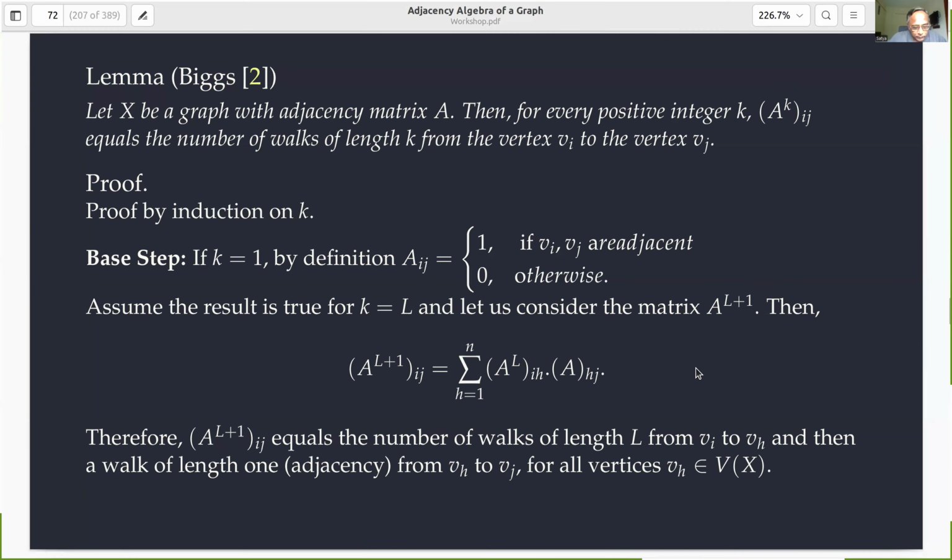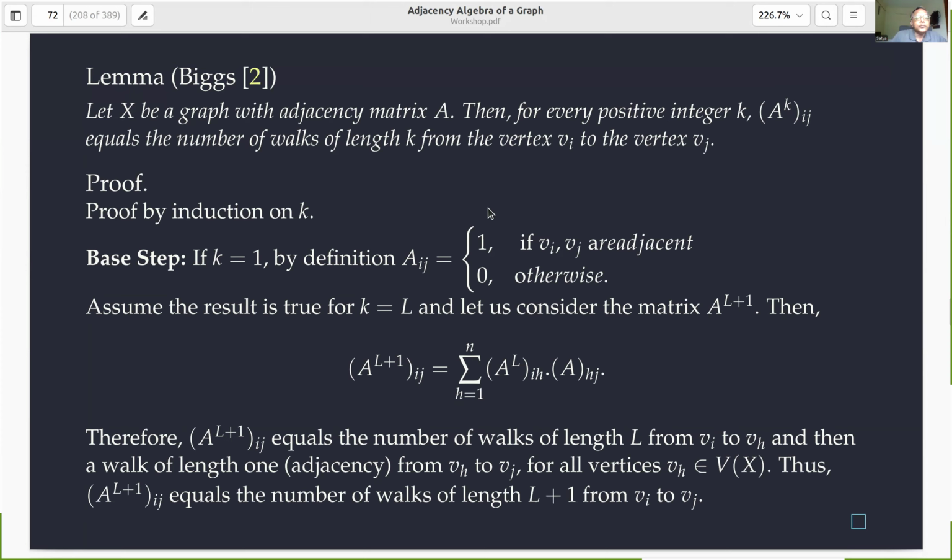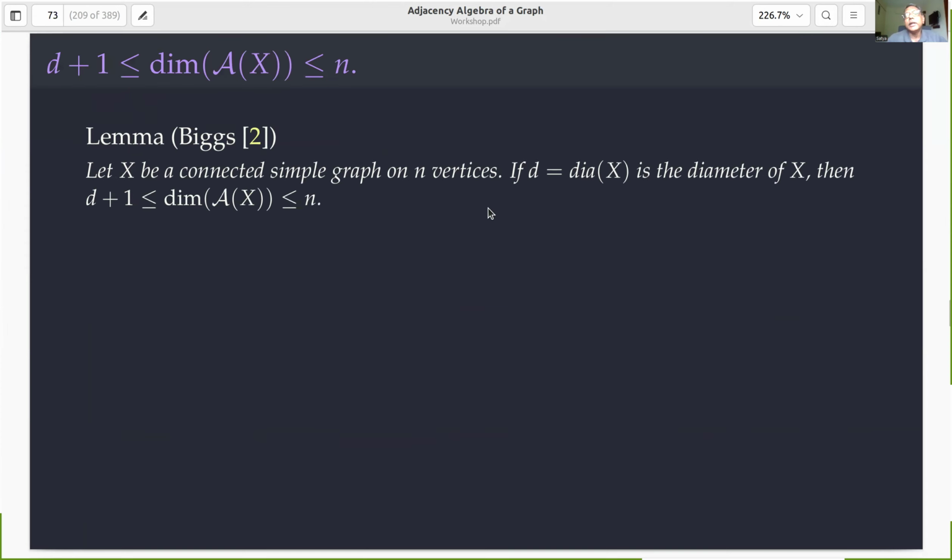So one of the questions you asked is what are the applications of the adjacency algebra that we are now doing. So now we will enjoy this part. The first object in that direction is this. If X is a connected simple graph on n vertices, and D is its diameter (since it is a connected graph, it has a diameter), then we need to show that the dimension of the adjacency algebra lies between D plus 1 and n. D is the diameter. Is the statement clear?